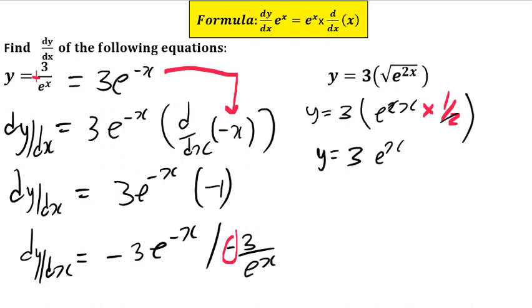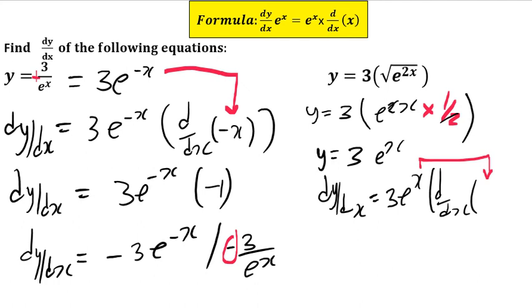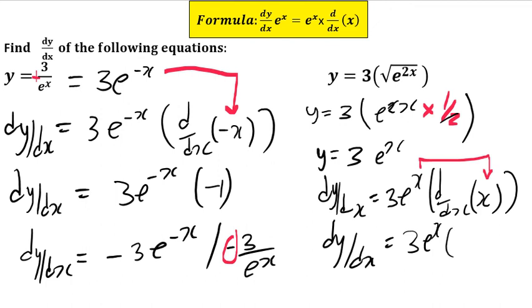Then after doing this, you say dy over dx equals to, you apply the same rule that you applied there. You write 3e to the power of x into d over dx, you take this one here, then you write x. Your dy over dx will be equal to 3e. When you differentiate x, you're going to get a 1. So your answer is 3e to the power of x. I hope that makes sense.